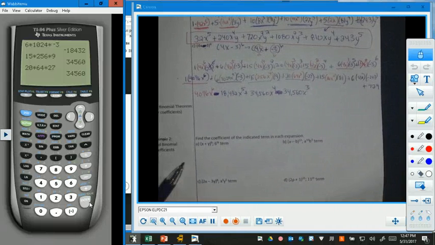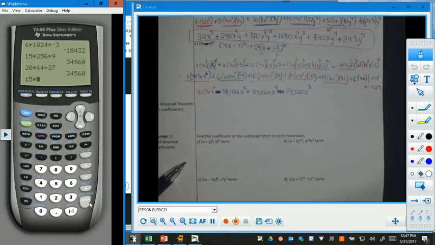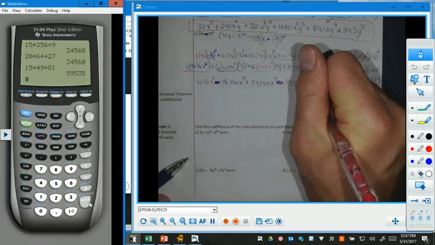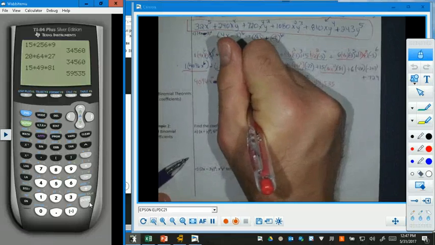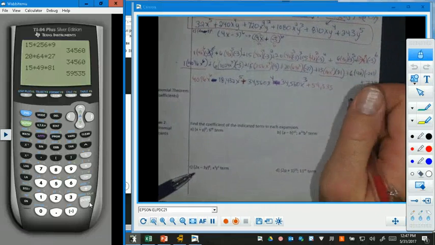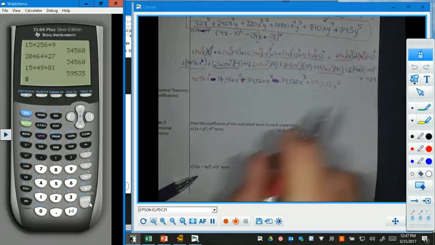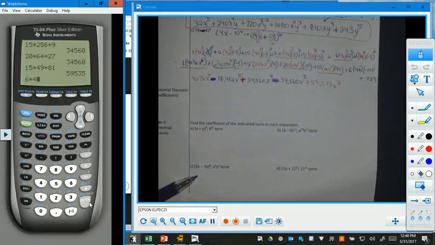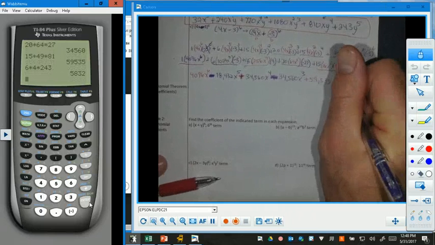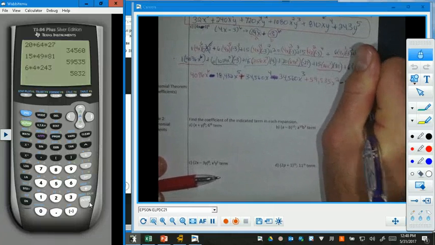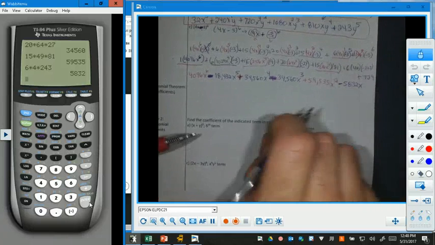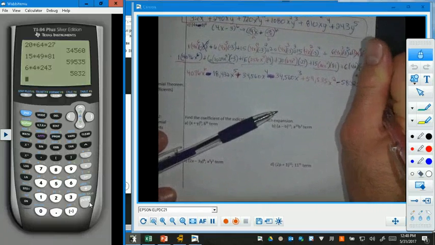Now I'm on to my next term. 15 times 16 times 81, this one's positive 59,535. And that is x squared. And then I have 6 times 4 times 243. It's a negative 243, so that will become a minus 5,832x. And then our last term was just plus 729.